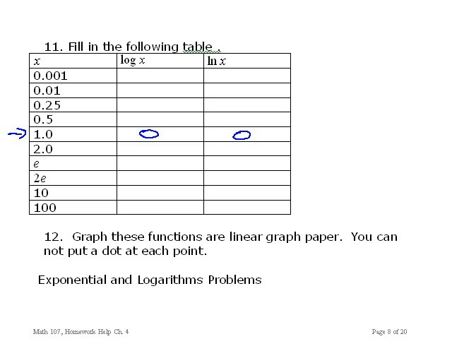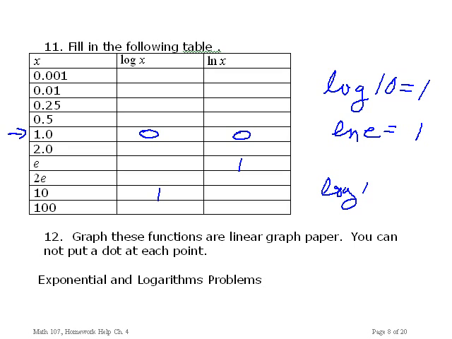Now, if x is the same as the base, then the answer is 1. So log of 10, because that's base 10, is always going to be 1. ln of e is 1. So I look through here, ln of e is 1. Here's a 10, that's 1. How about log of 100? Log of 100 is log of 10 squared. The 2 comes out in front, times log of 10, which is 1. That answer is 2.